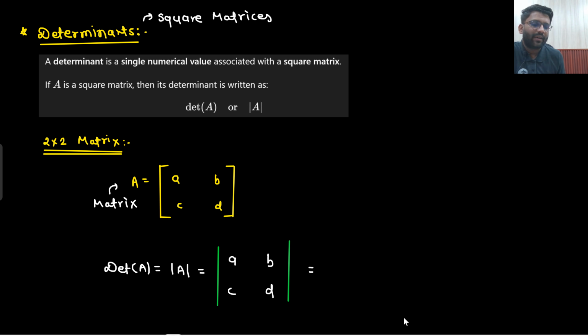Now what will be the value of the determinant? For a 2 cross 2 matrix, the value of the determinant will be this element multiplied with this element, A multiplied with D, minus this element multiplied with this element. So this will give you a fixed numerical value.